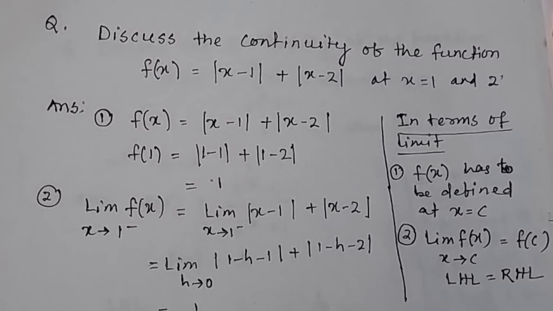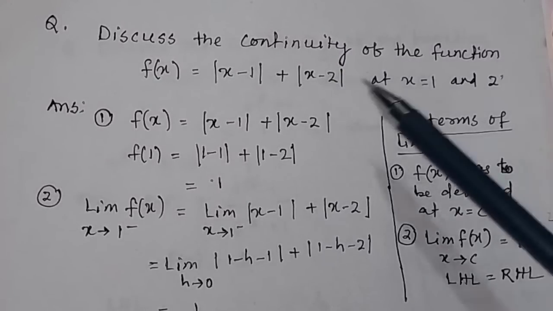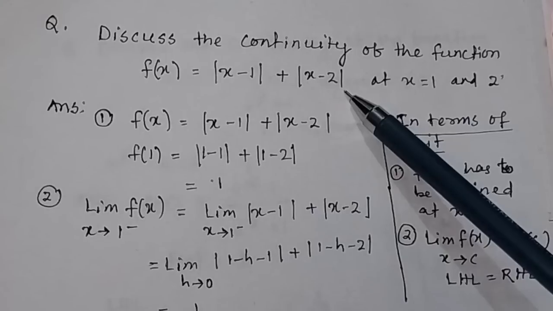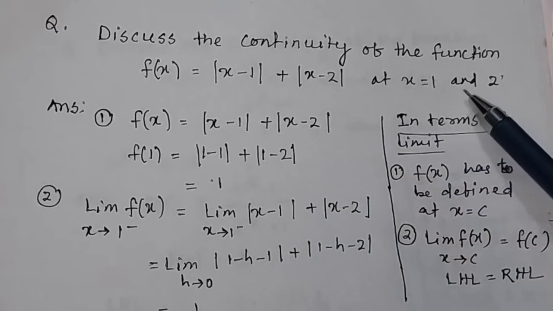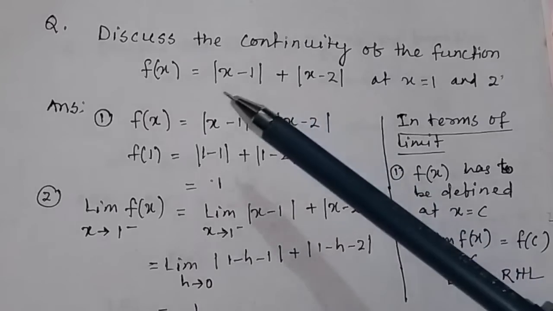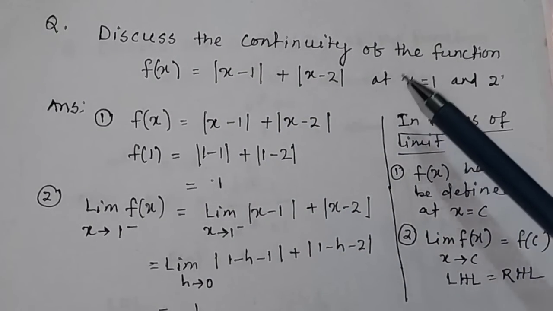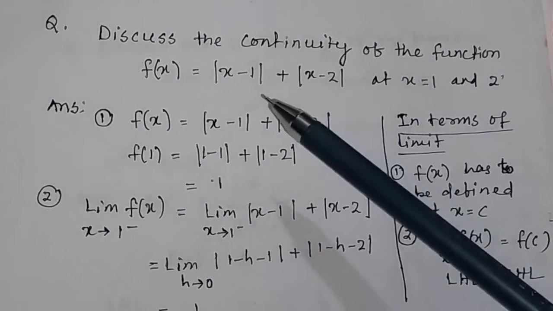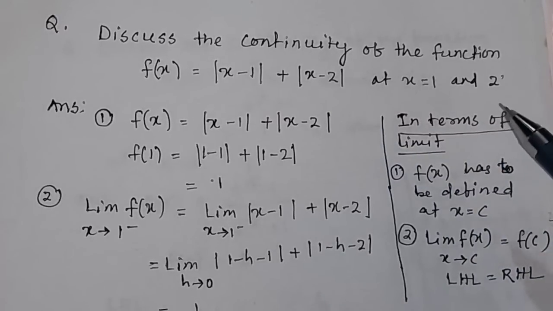Discuss the continuity of the function f(x) = |x - 1| + |x - 2| at x = 1 and x = 2. So we have to check the continuity of this function f(x) first at x = 1, then we will check the continuity of the function f(x) at x = 2.